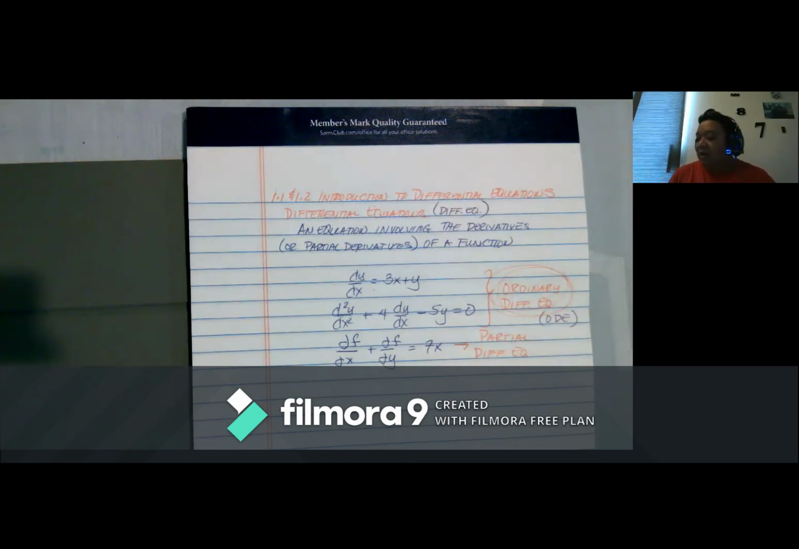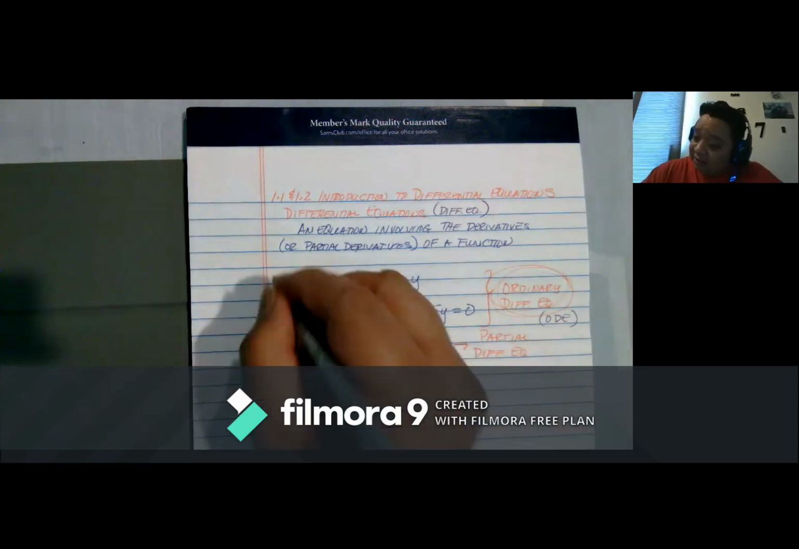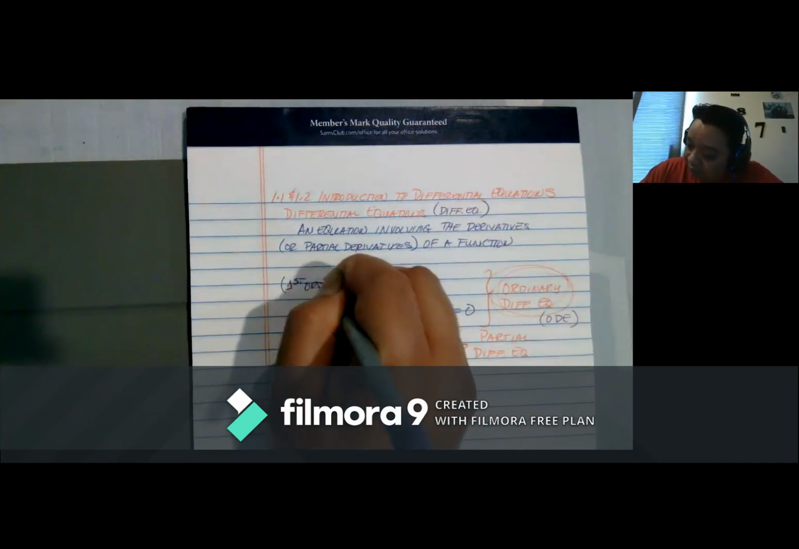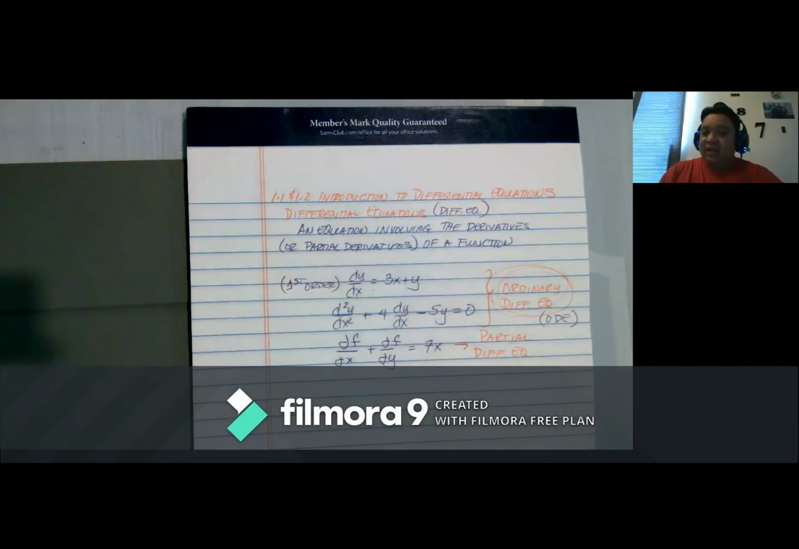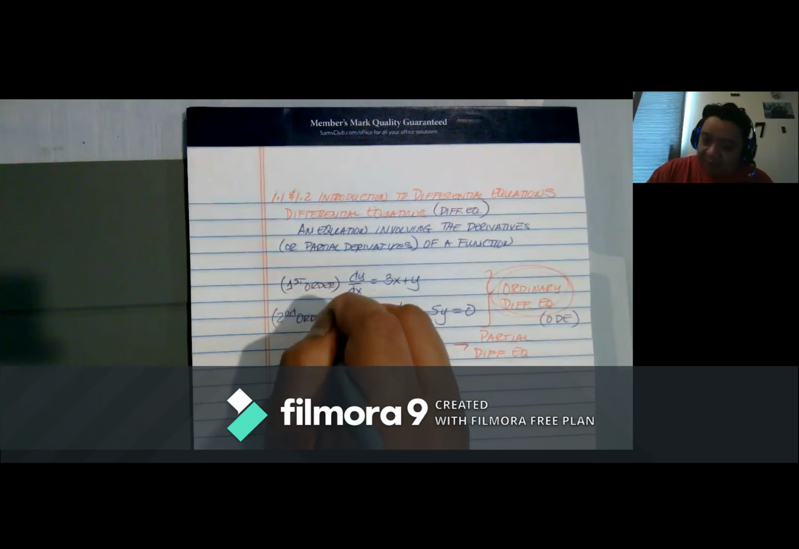Okay. All right. Just more definitions here. So going back to the ordinary differential equations, since this one only has the first derivative, this is called a first order differential equation. Like it only has the first derivative on it. This one, since it contains the second derivative, this is called a second order derivative.